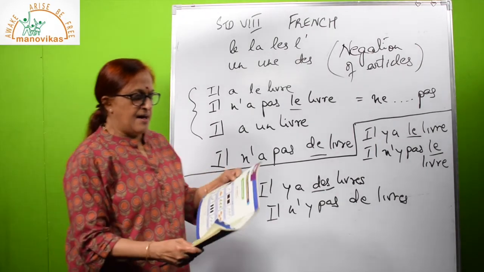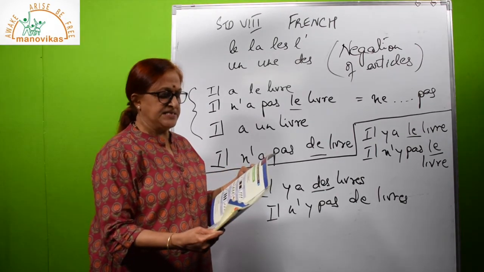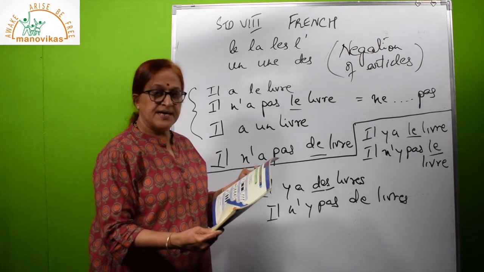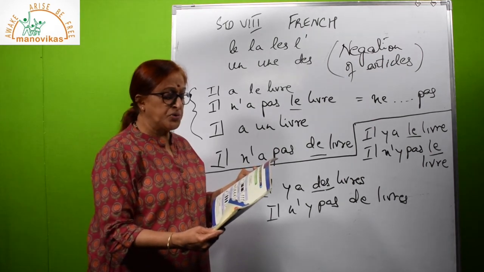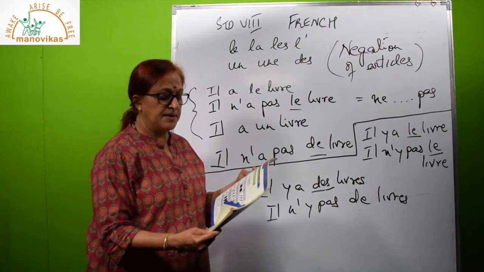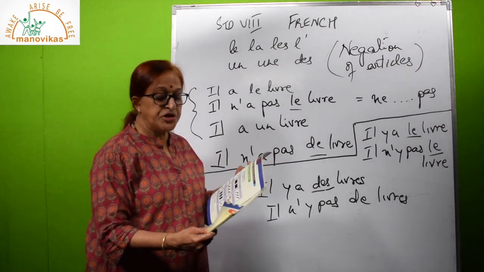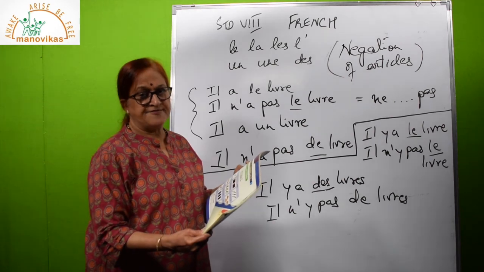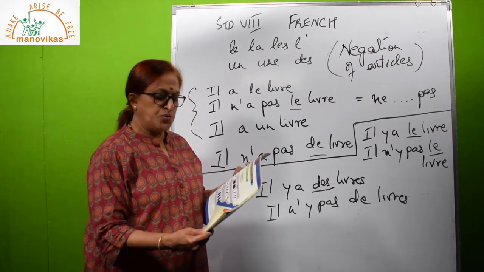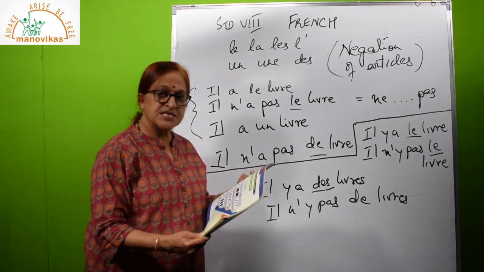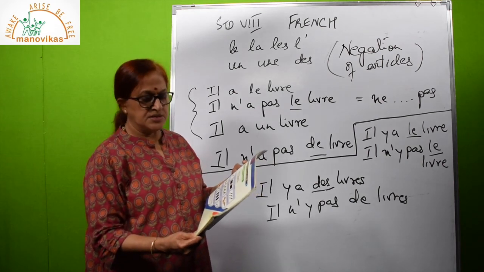Now, please look at the last sentence of your lesson. Combien de couteaux y a-t-il sur la table? How many knives are there on the table? Il y a deux couteaux. There are two knives. So, you know how to ask for quantity and you know how to tell the quantity.